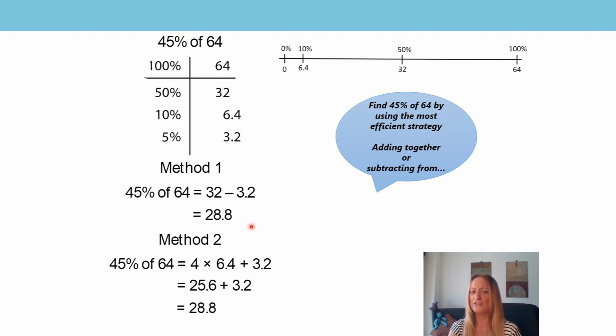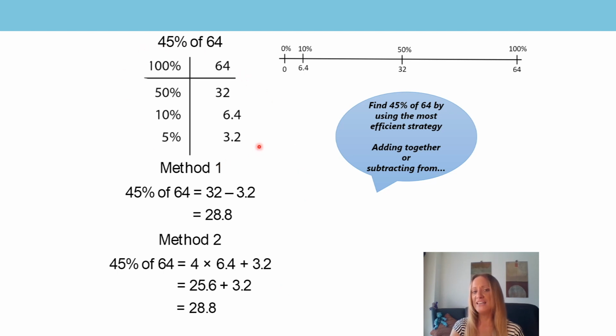I think I find this subtracting from method easier because I can find 50%. I can find half of an amount really easily. And to subtract 5% was just one step, wasn't it? Here I've got to do some multiplication and some addition. And I've got decimals, so that could get very tricky if I'm trying to do that mentally. So I think I would have done method 1, but it's okay if you prefer method 2. That's what our ratio tables are for.